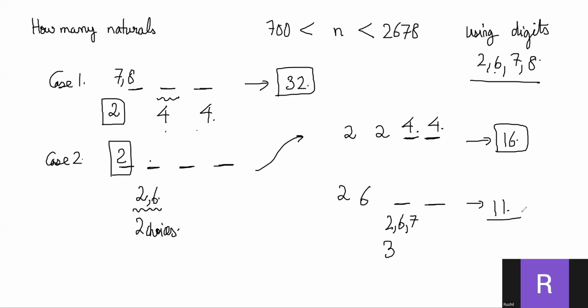11. You get 11 numbers here, right? 27 here. Total number of numbers is 59 then. That's what I got, but they have given 55.